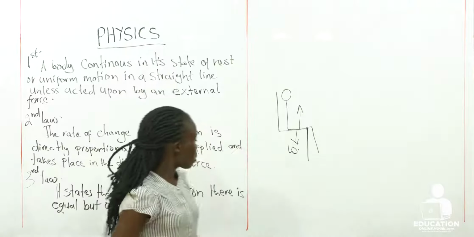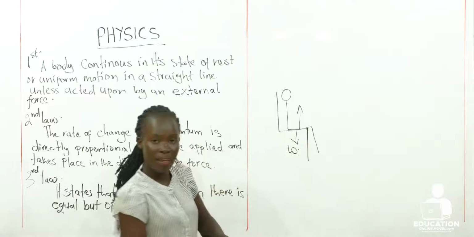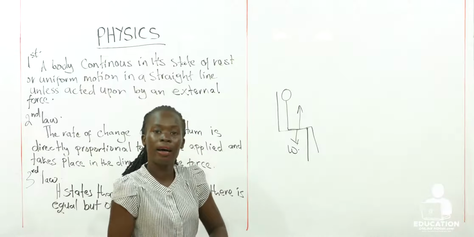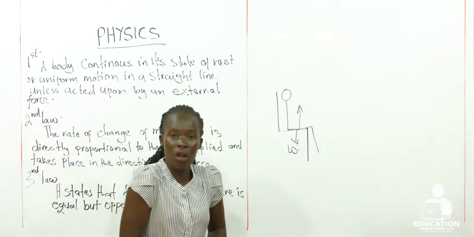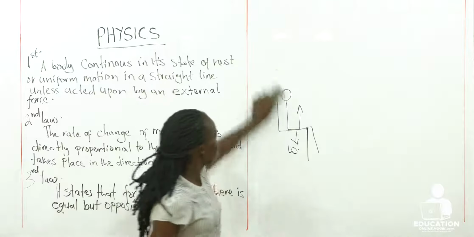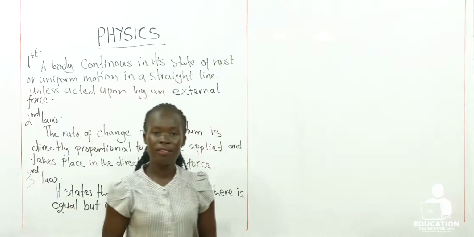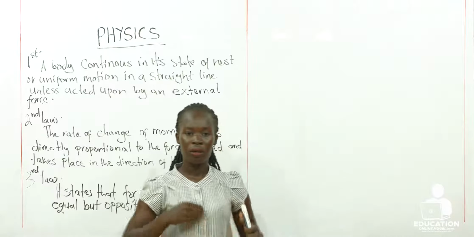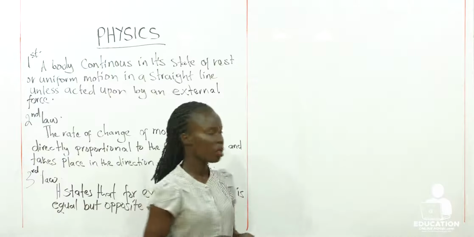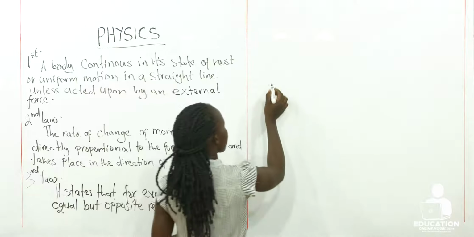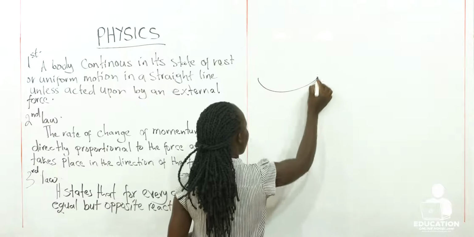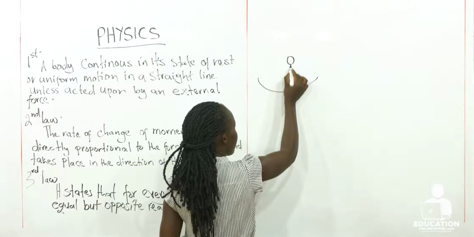So you see that there are so many common examples that explain Newton's law of motion. For example, let's take that someone is on the boat. So this is our boat, and then the person is right here.